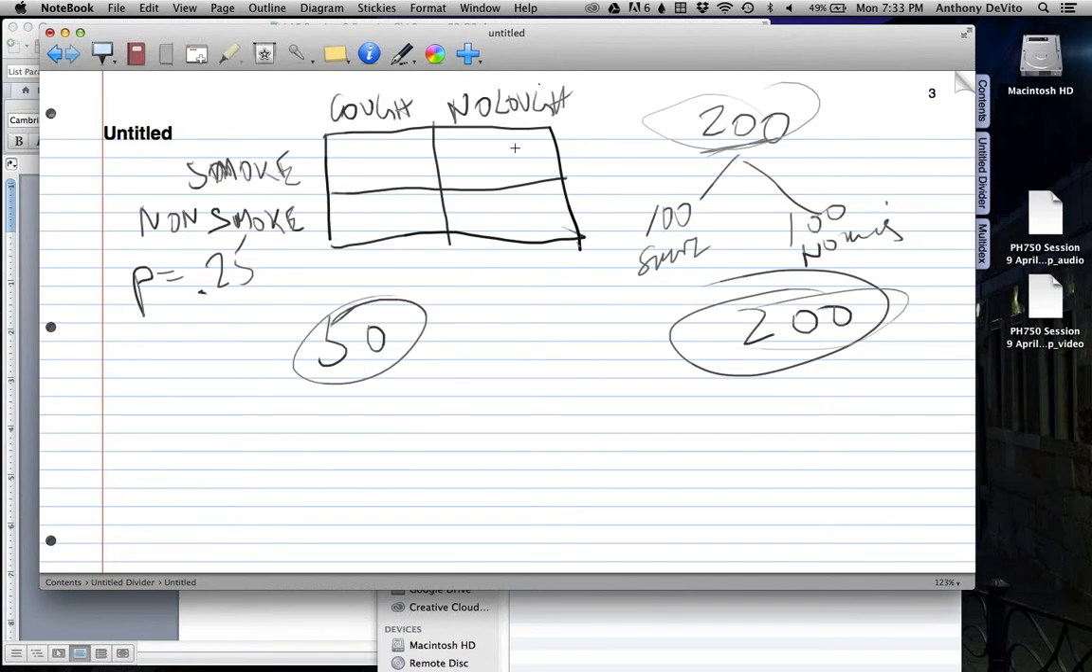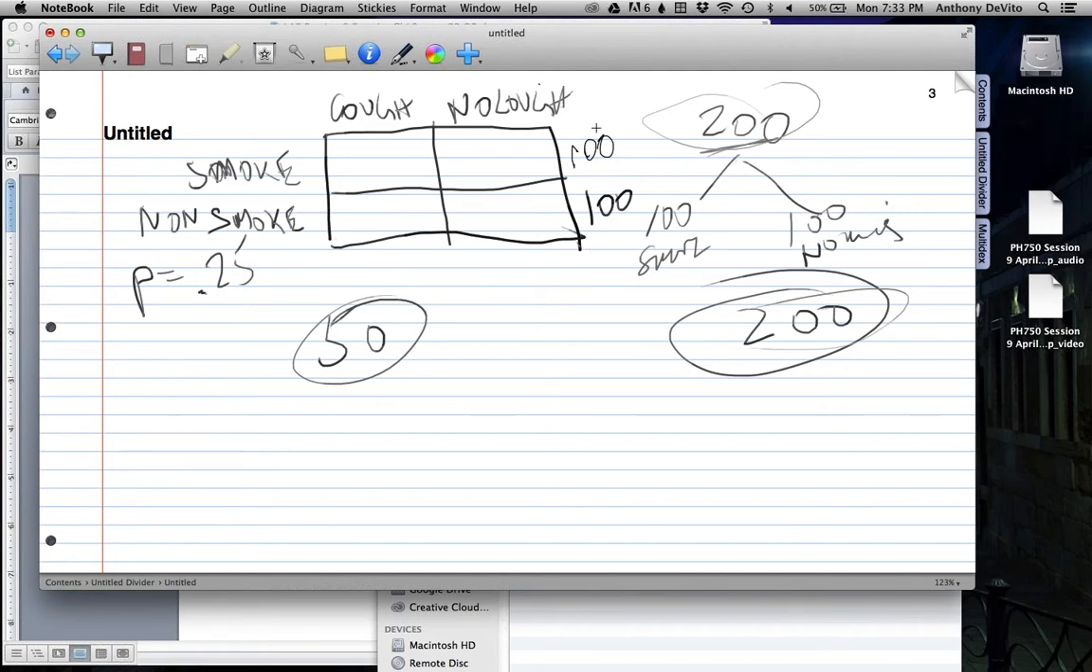Okay, so how many smokers did we say we had? We had 100 smokers, right? And we had 100 non-smokers. Okay, now let's assume, we always assume that there's no difference to start. We love our null hypothesis. Our null hypothesis is always our starting point.